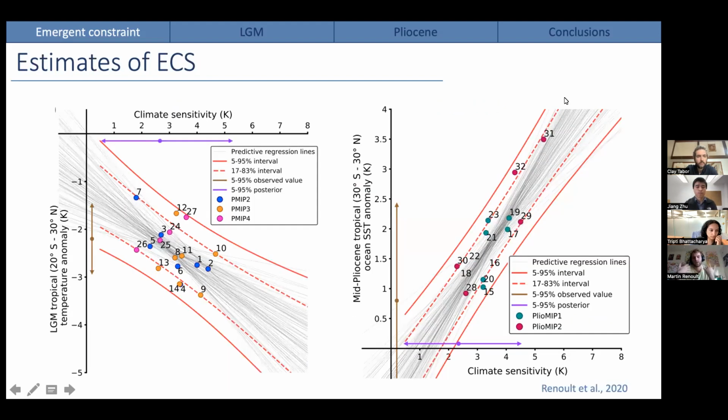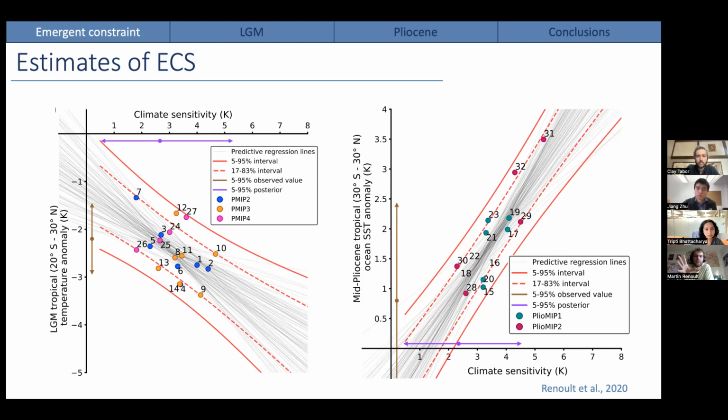And so the idea is that once you have your ensemble of models, you just compute the temperatures you want. You can focus on just tropical temperatures or global temperatures, and then you put them in this kind of scatter plot with climate sensitivity, and then you build your emergent relationship. And this is what we did in 2020. Here you can see the emergent constraint relationship of the LGM on the left and of the Pliocene on the right. Back then we used Bayesian statistics, and that's why you have all these multiple regression lines. I'm not going to go into details of this method.